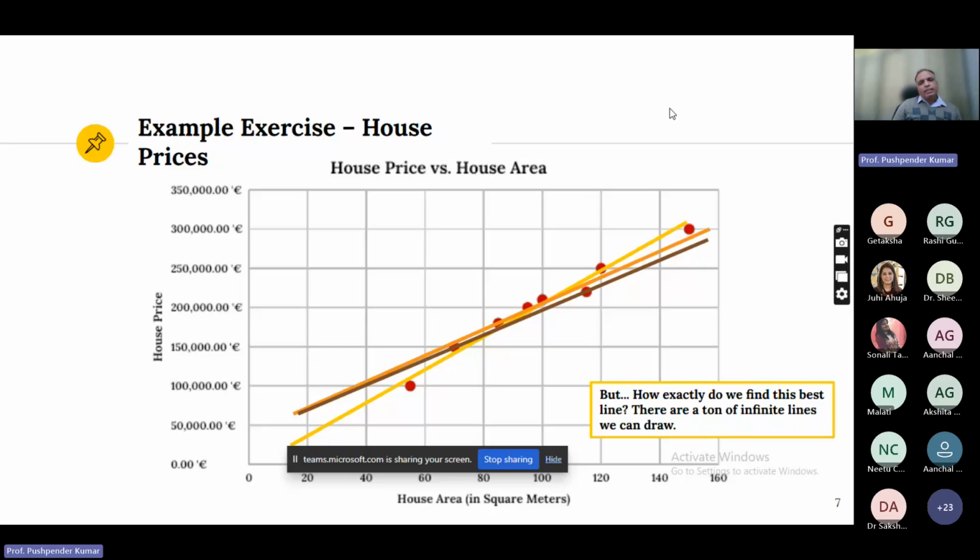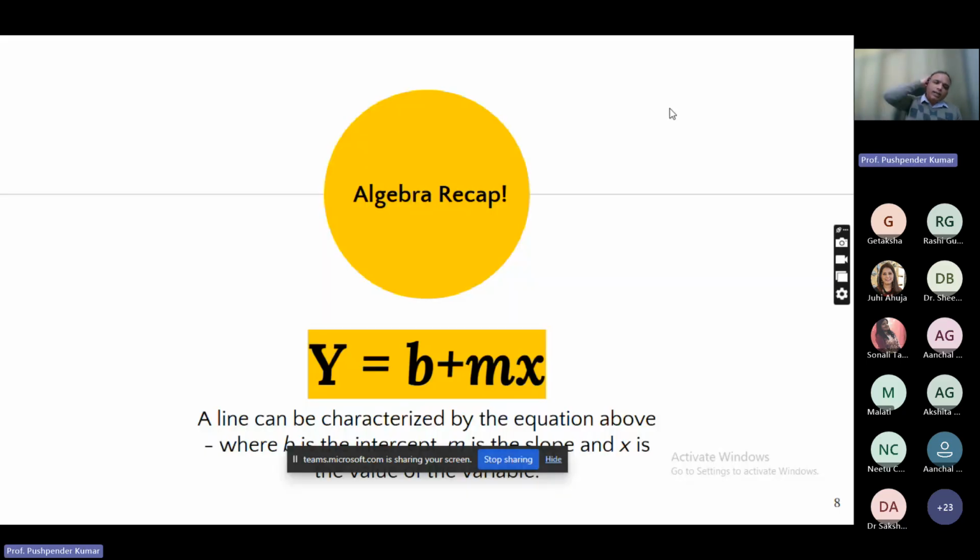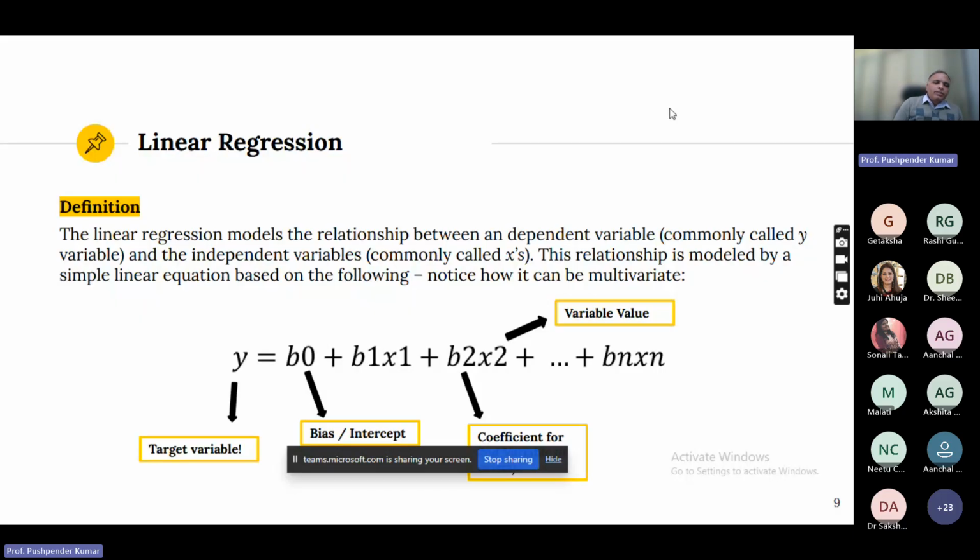How exactly do we find this best line? This is the problem. I can draw 3, 4, 5 different lines covering all possible dots, but still you will not be able to cover all of them. So these errors or residuals would be there. You can draw tons of lines. But a line can be characterized by an equation, and that equation is y is equal to b plus mx, or a plus bx, something like that you can write. That's not a problem.